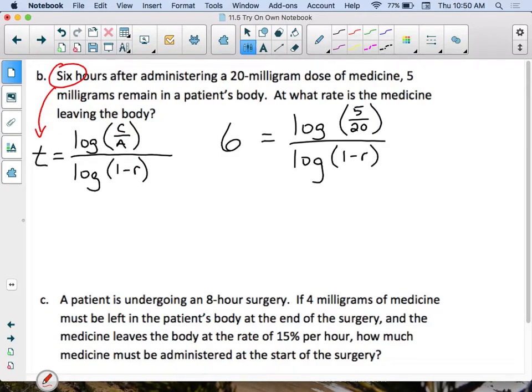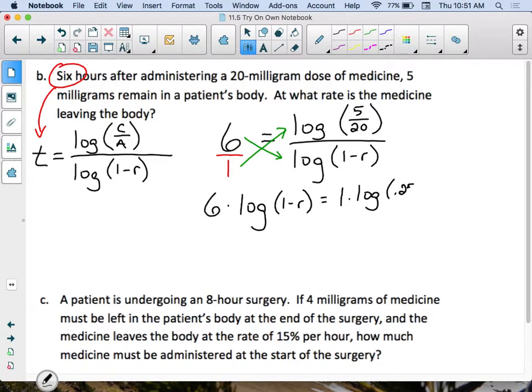Now my suggestion is to make the 6 into a fraction, and we're going to find our cross products. Our cross products have got to be equal if this is indeed a proportion. So we set that up. We end up with 6 times the log of 1 minus r has to equal 1 times the log of 5/20. Now instead of 5/20, I'm just going to say 0.25. It's the same thing. Now at this point, we divide both sides by 6.